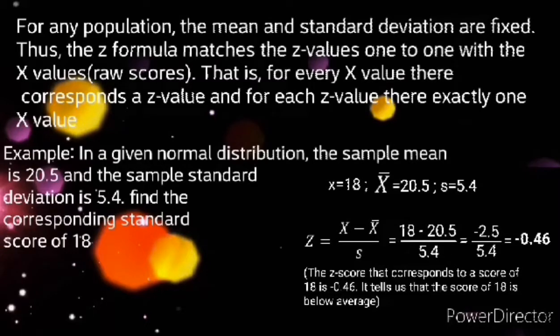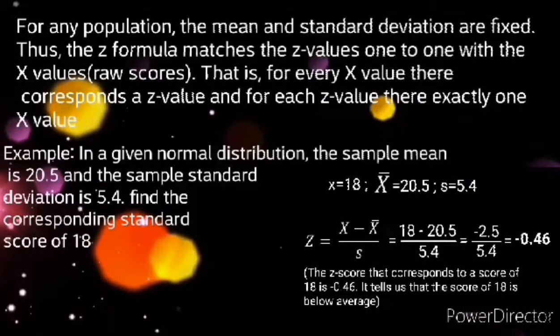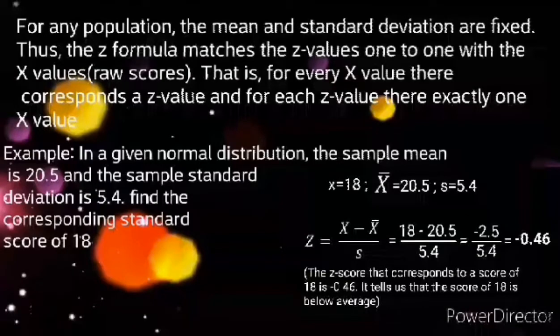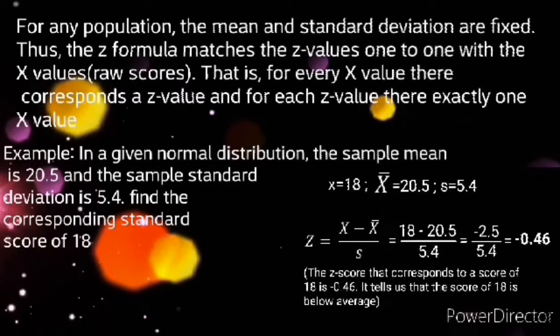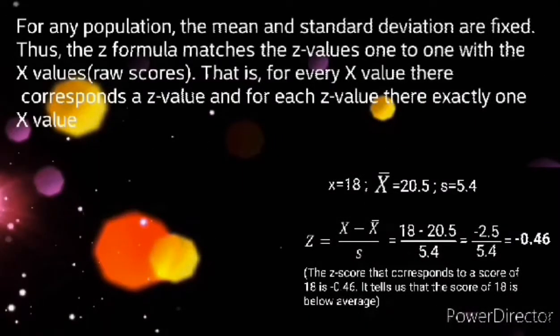Find the corresponding standard score of 18. X is equal to 18. Sample mean is equal to 20.5. Standard deviation is equal to 5.4. z is equal to X minus sample mean all over standard deviation, which then equals 18 minus 20.5 all over 5.4, equals negative 2.5 over 5.4, which then equals negative 0.46.